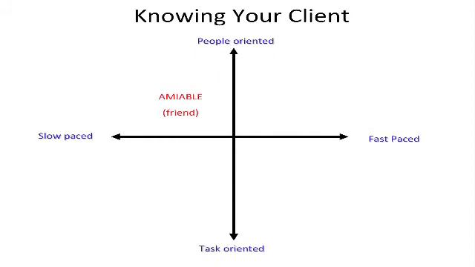Okay, so let's now go through the 4 personality types. And we'll start in the top left. Somebody who is people-orientated and slow-paced. Can you picture them? Can you think of people who are people-orientated? They like the interaction with people, but it's a slow interaction. They enjoy the chat. They like to have long conversations and enjoy the company of other people. We call them the amiable or the friend. The amiable or the friend.